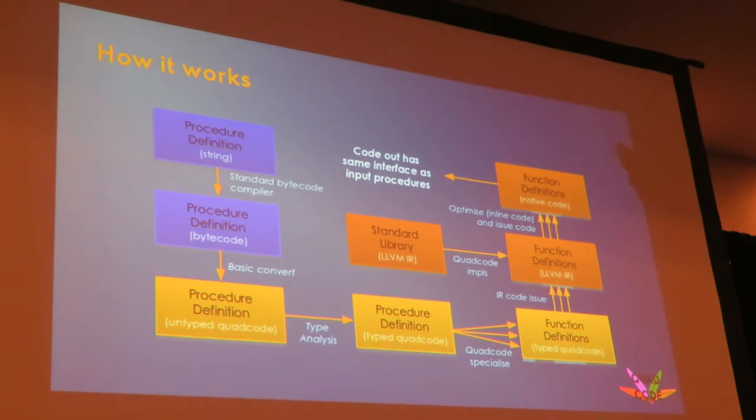The way it works, we're starting with the Tcl procedure definition, and we're pulling it down into Tcl bytecode. We're examining that bytecode and doing a basic conversion to quadcode, these three-address instructions, without any data type identification. Then basically starting from constants in the program and from the known behavior of Tcl commands, something like: if this command isn't presented with an integer, it's going to throw an error. We're deducing what the types of objects are moving forward.